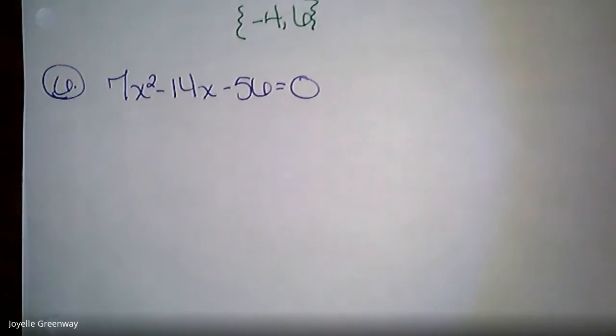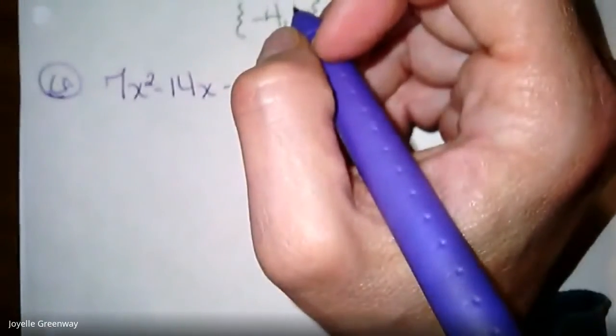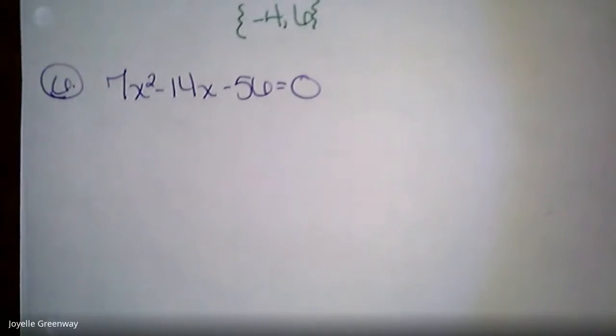I'm having an argument with myself. All right, so let's factor out that 7. Sorry, I was arguing with myself in my head.